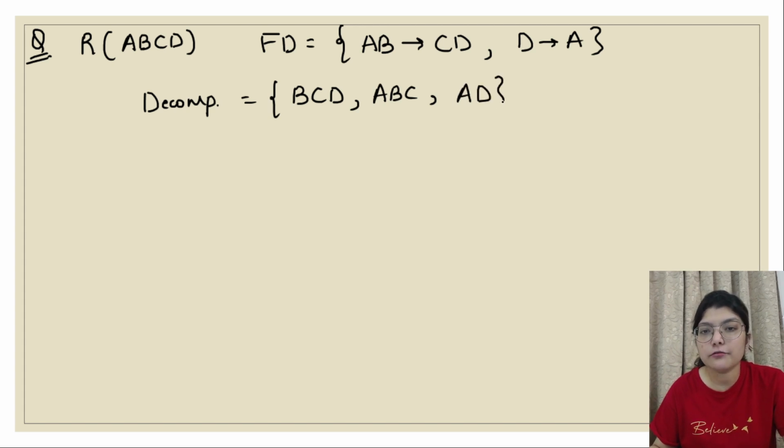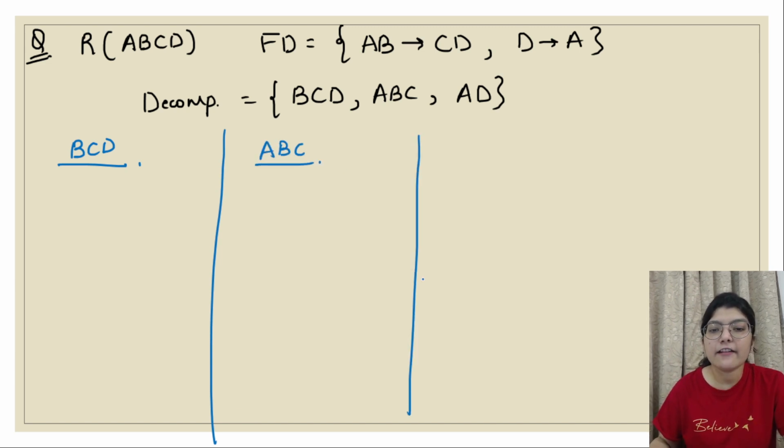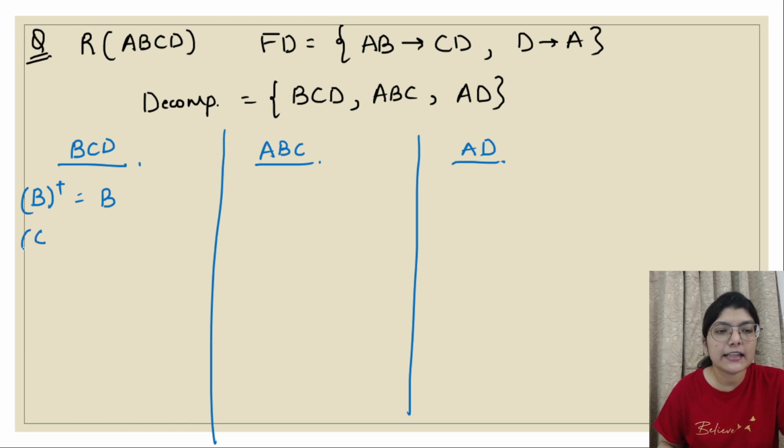So what you have to do now, you have to find the sub relations' dependencies. So first I will have B, C, and D. Then I have A, B, C, and then I have A, D. So first I'll look out for B, C, and D. So first I'll take the closure of B. So closure of B will give you B only. Then I'll take closure of C. It will give you C only. Then I'll take closure of D. It will give you D only.